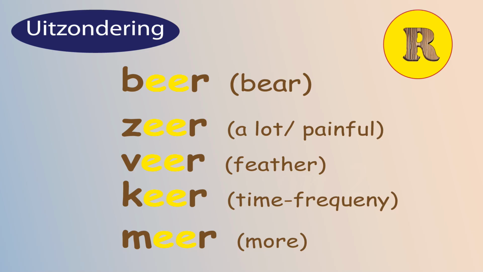The second exception to this rule is when the double E is followed by the letter R in a word or in a syllable, like in the words beer, zeer, weer, keer, and meer. Then the double E is pronounced as E. Let's practice this sound in the next word.